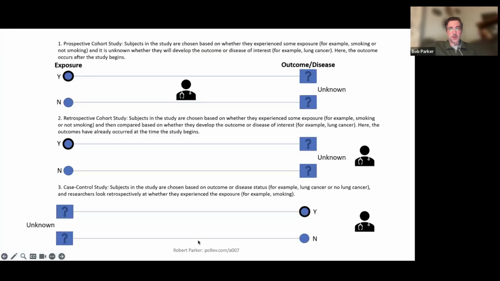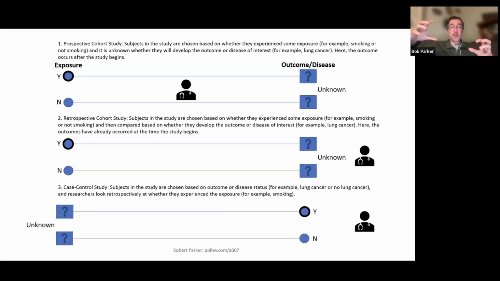Okay, so this is a bit of a busy slide, but bear with me. This is each of those confusing things about a prospective cohort study, a retrospective cohort study, or a case control study. And I think it's helpful to think about where you're starting. So the researcher is the little guy with the stethoscope on, and where are they in relation to the exposure and the outcome, or often the disease, right?